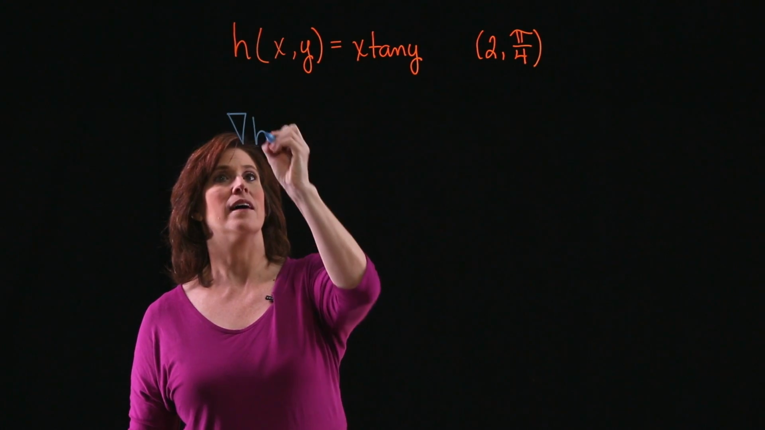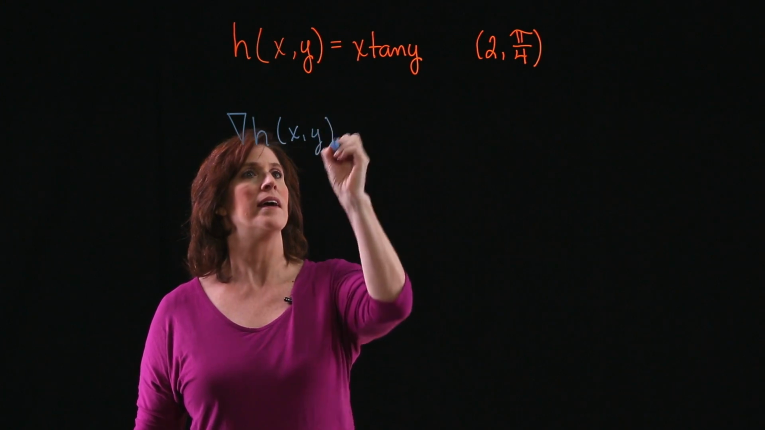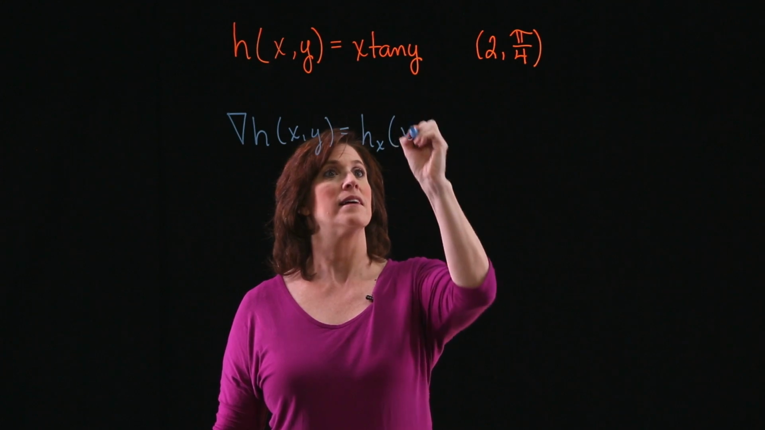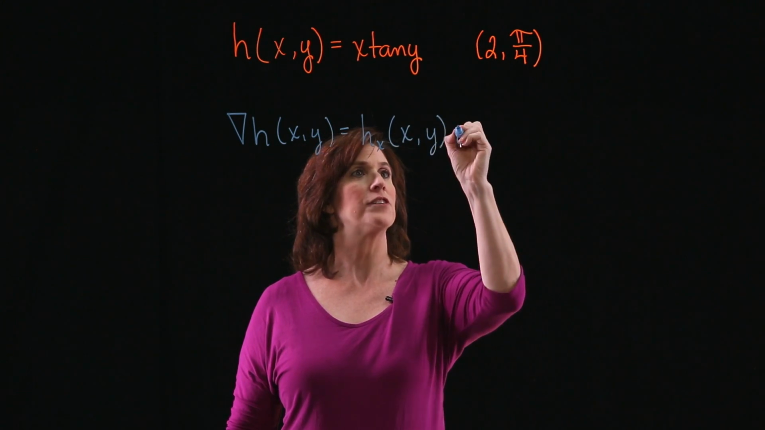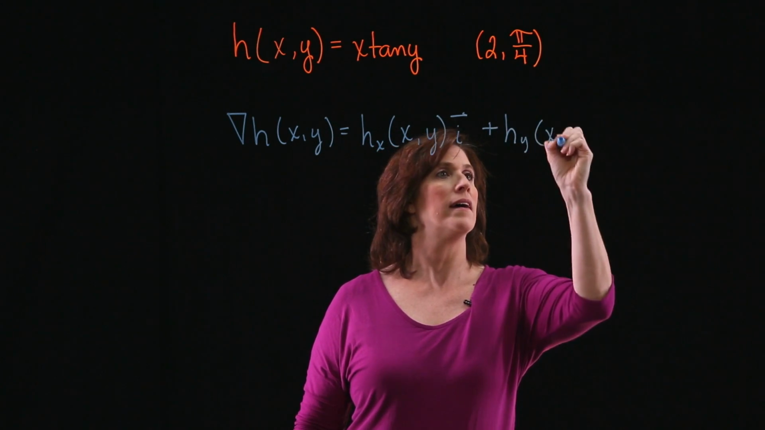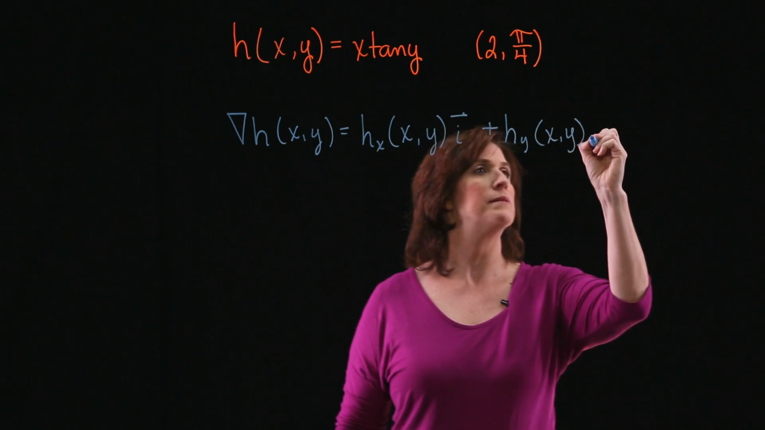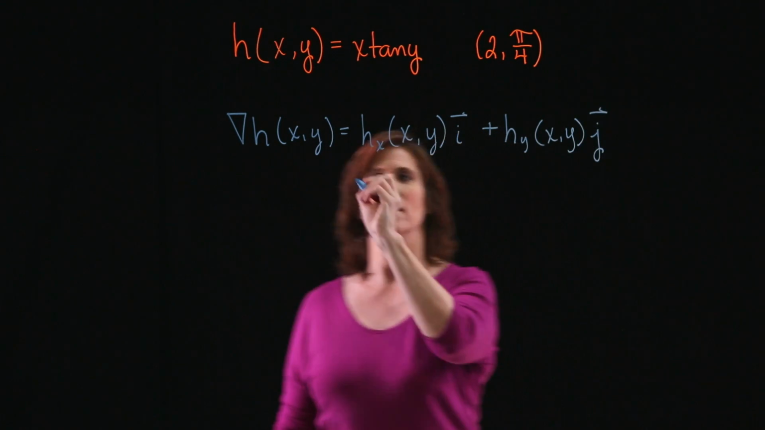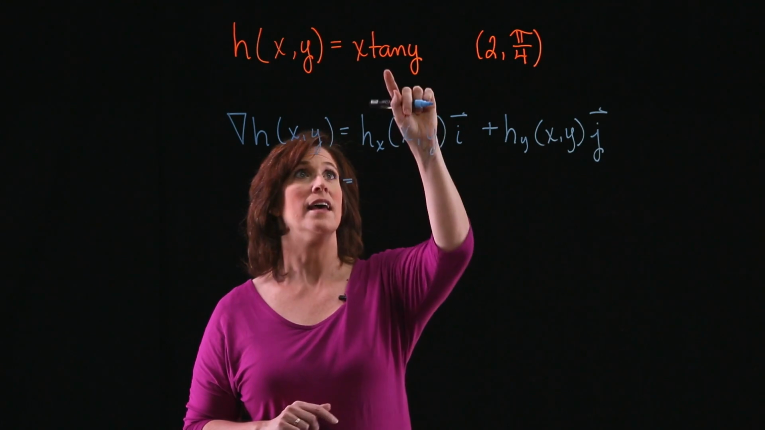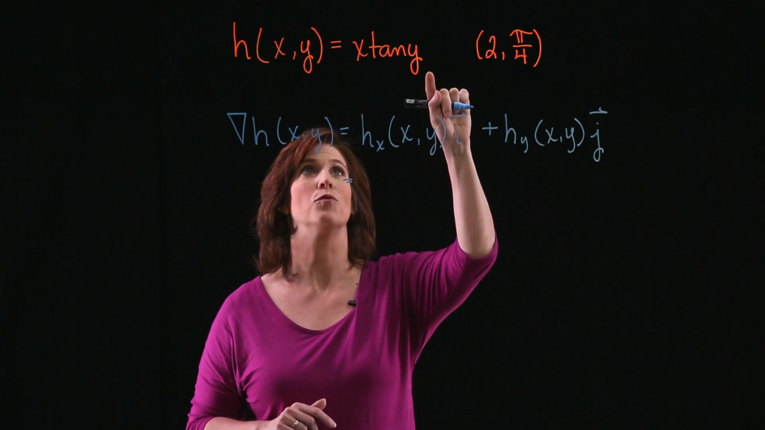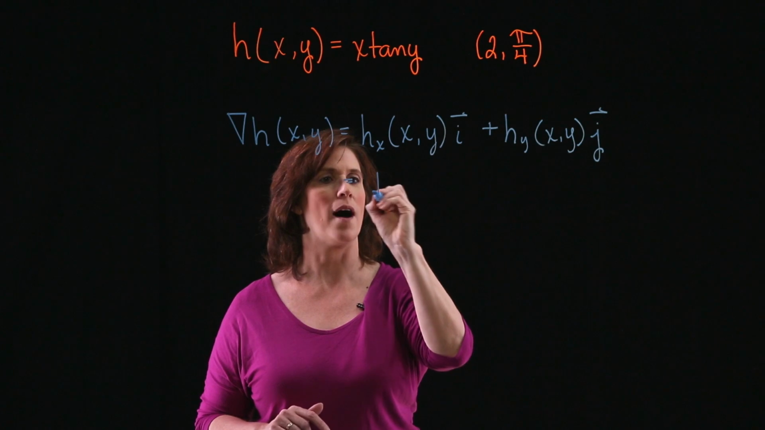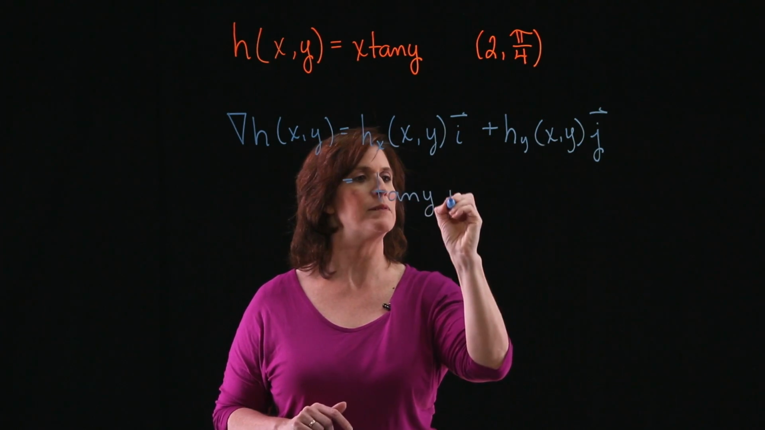So the gradient of h of x, y is going to equal the partial with respect to x of x tangent y times my vector i plus the partial with respect to y of x tangent y times my vector j. If I'm taking the partial with respect to x, I want to treat y as a constant. If y is a constant, so is the tangent of y. So my first partial is just going to be the tangent of y times my vector i.